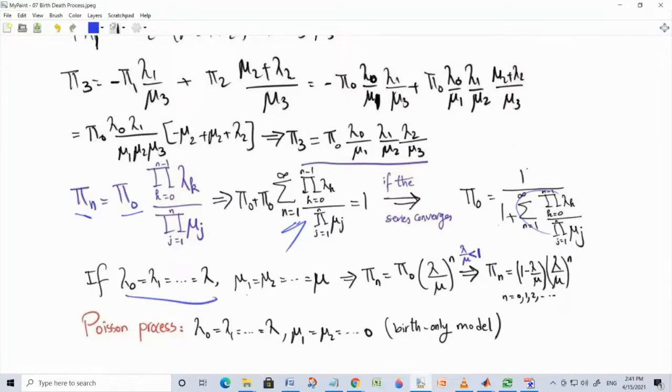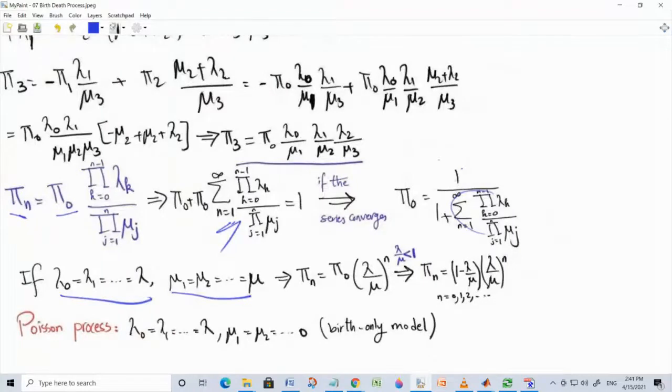Now, if all lambdas are the same and if all mu's are the same, this thing is lambda to the n over mu to the n. Okay, and so the condition of convergence, the condition of having a stationary distribution, will be the product of lambdas, so that's lambda to the n, over the product of mu's, that's mu to the n. And so for this to converge, you must have lambda strictly less than mu.